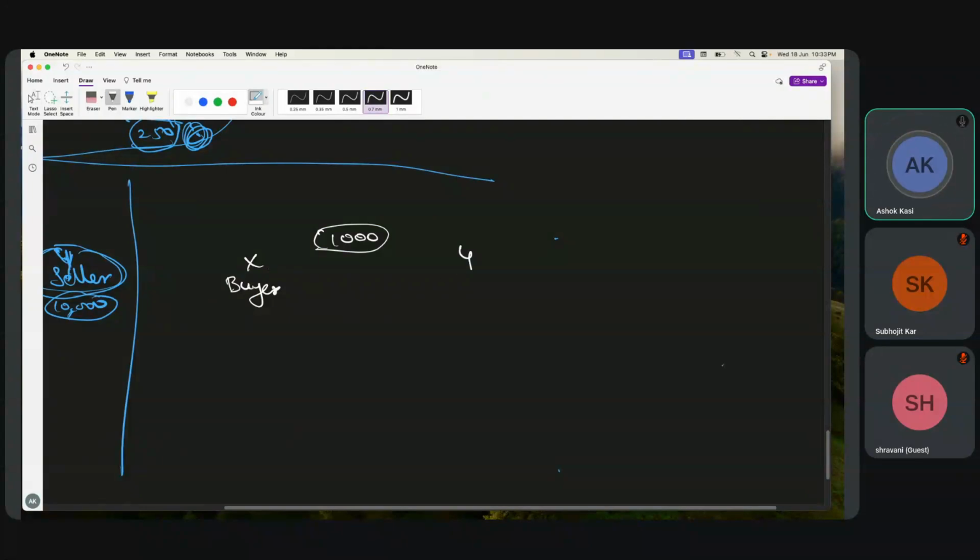So now what will happen here? Buyer says, look, why is he taking all the risk over here? How? Because now imagine this is a 1 month contract.